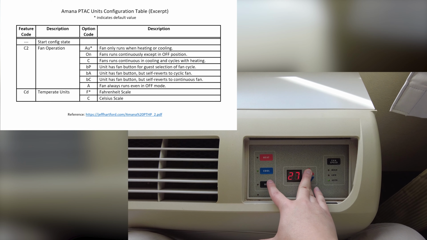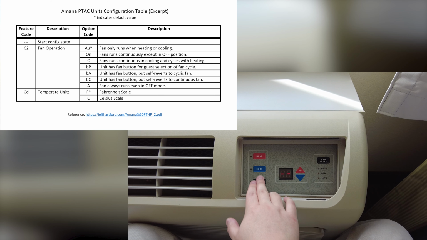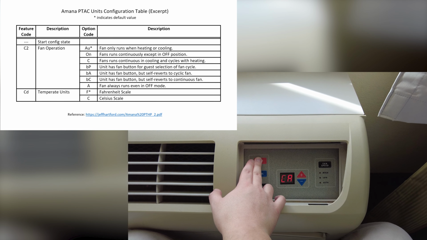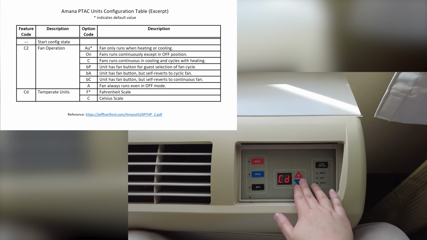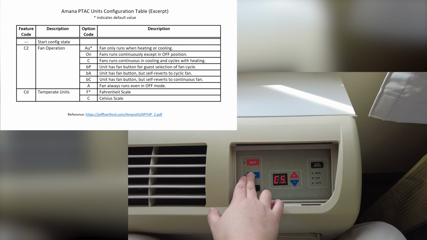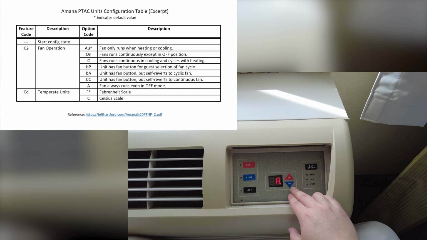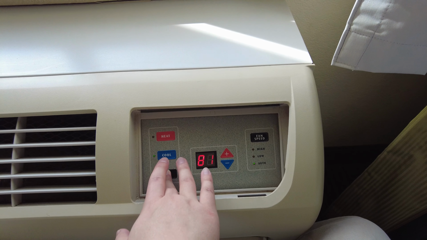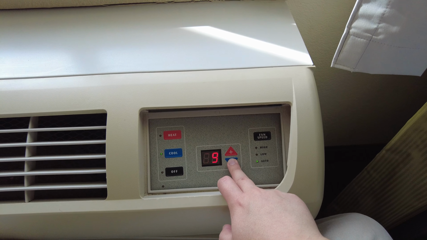Again, to enter configuration mode, just press and hold the plus and minus buttons and press off twice, and then use the heat and cool buttons to scroll to option CD and change it back to F for Fahrenheit, and then scroll down to option C2 to change the fan setting back to what it was set to. In this case, it was set to C. And to save the settings, just press off. Now you can see the unit's back to its normal settings.